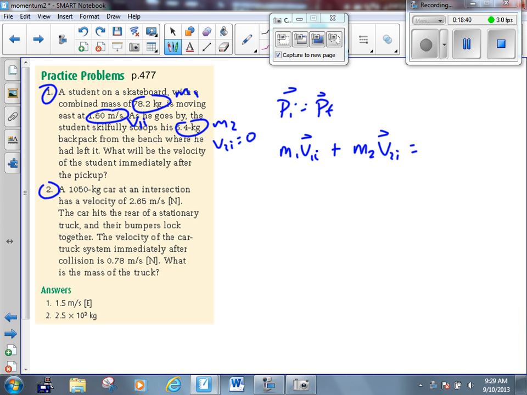Now, after the skateboarder, the kid, and the skateboard itself and the backpack go off, how many objects are there now? There's 1, right? The kid and the skateboard and the backpack act as 1 object. They all go off together. So what are we going to write here? Just MVf. Let's not call it M1V1f or M3V3f. It's all of them, right? It's the whole mass combined. And we're looking for Vf here.